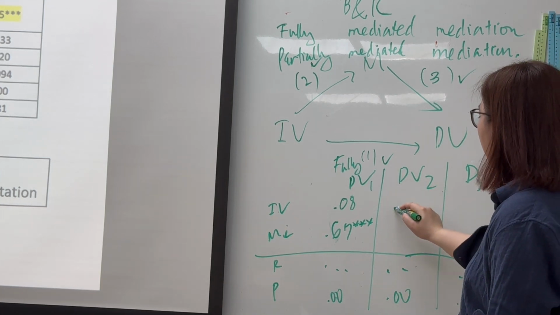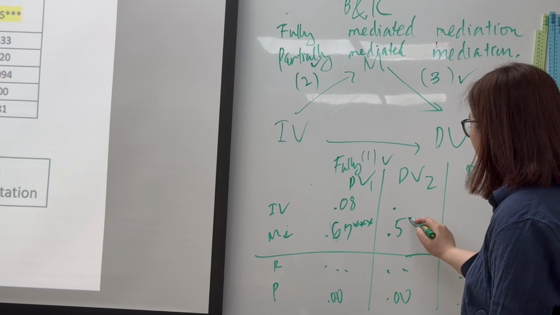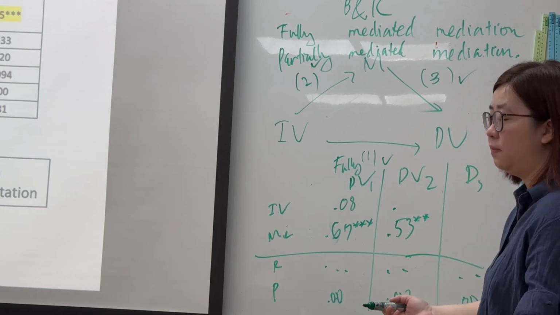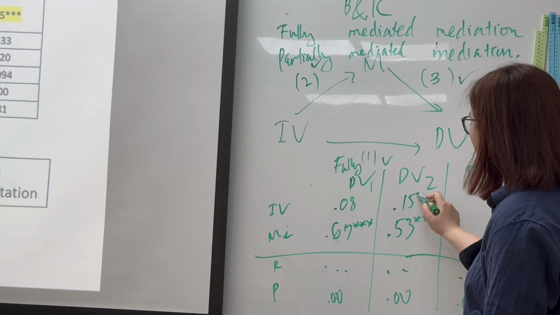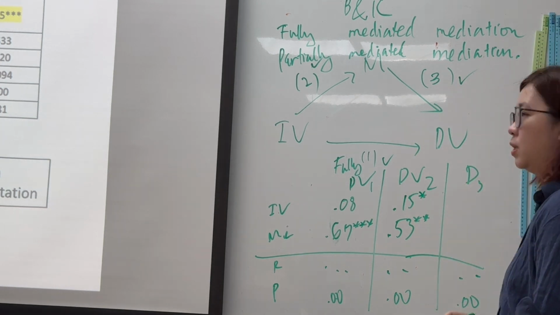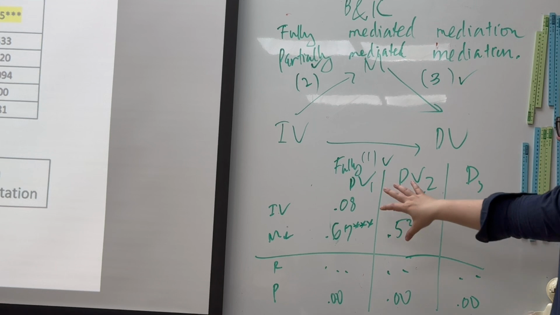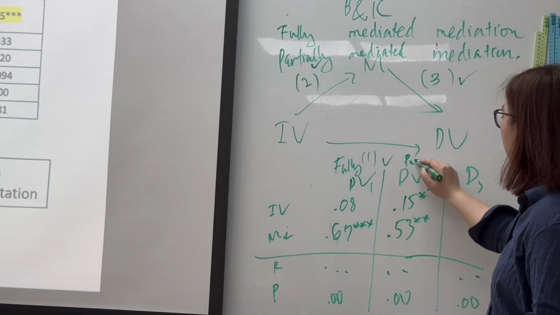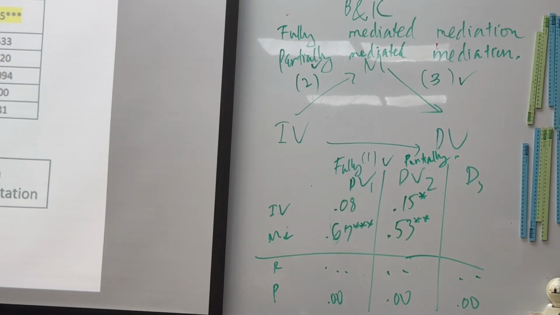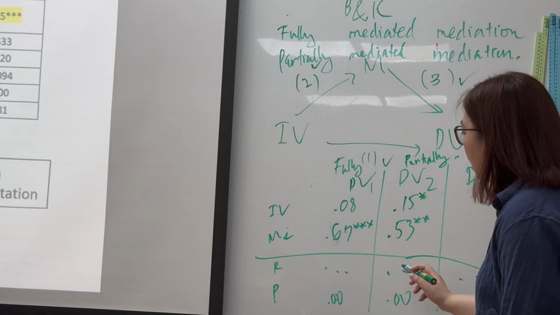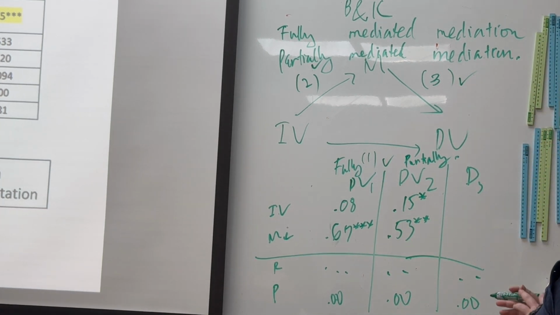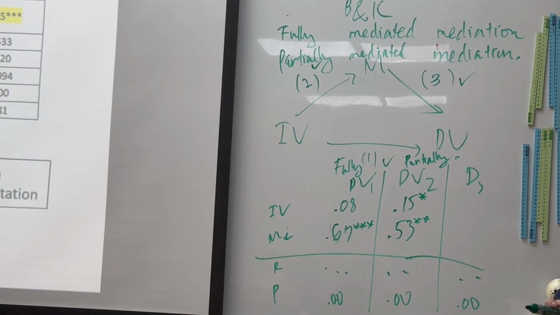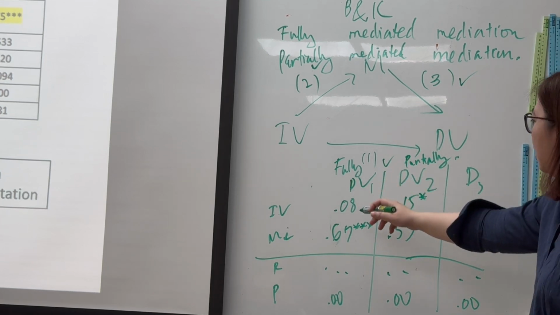Situation 2. Let's say this one is 0.3 with two stars, also significant, right? However, the IV is 1.5, and also significant. So in this case, both IV and mediator still have a significant effect on DV. So we call it partially mediated, not partly, partially. That means the mediator partially mediates some effect from the IV, and the rest of the effect goes from the IV itself. So this is the fully and partially.